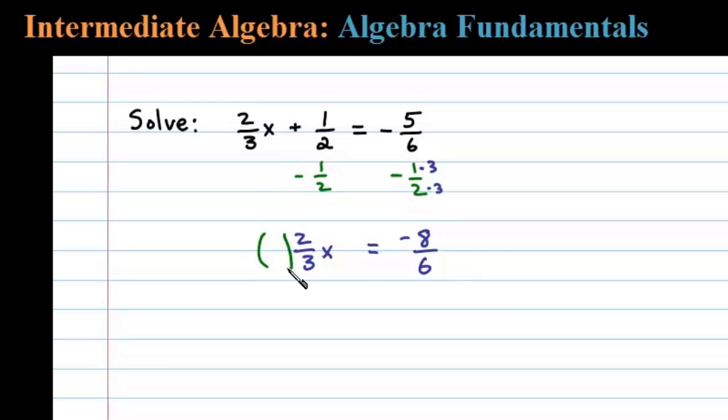Now at this point, we see a coefficient of 2/3. So we choose to multiply both sides by 3/2. It's reciprocal.